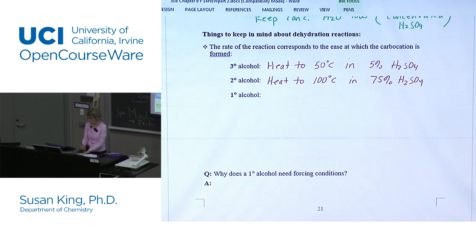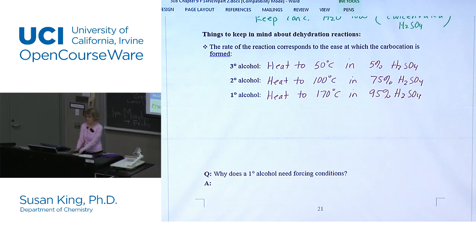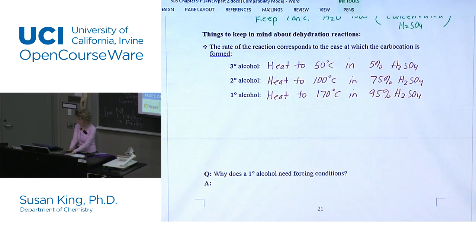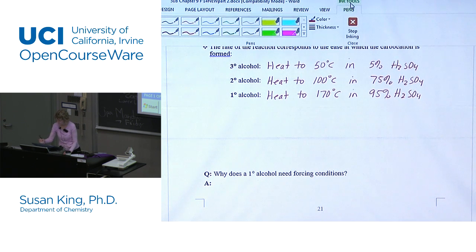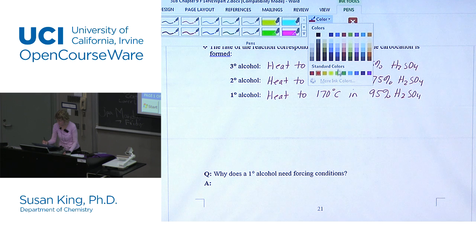Primary alcohol, heat to 170 in 95% H2SO4. So are you seeing a trend here? The more substituted the alcohol, the faster the reaction. Why would a primary alcohol, we're not actually making a primary carbocation, so why would a primary alcohol be so slow? Anybody? What do you think? Remember, it's E2.